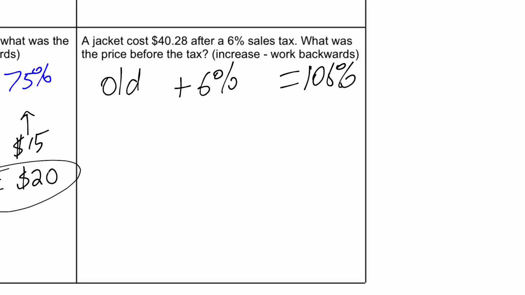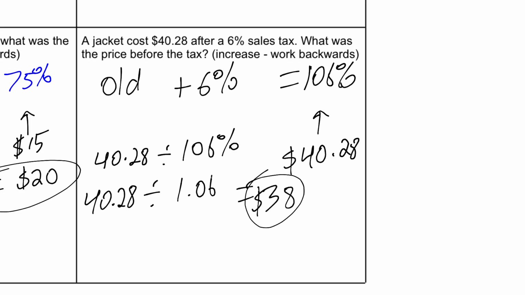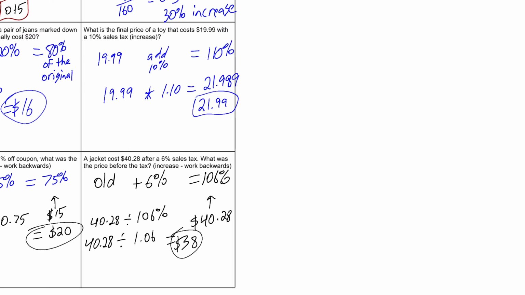This one is an increase, so some number plus 6% is 106% of that original number. And the resulting value is $40.28. Instead of multiplying by 1.06, we're going to take that 40.28 and we're going to divide by 106%. Or we're going to divide by 1.06, that's the decimal equivalent. That gives us $38. So if we are adding a percent, we multiply to find our new total. If we have the new total, we divide to find the original amount.